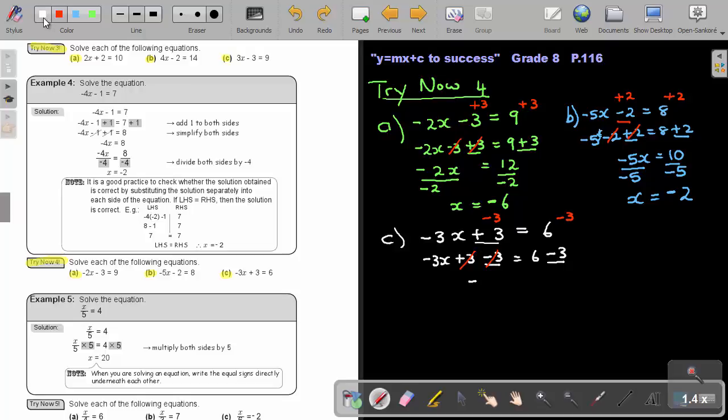This was my whole idea. So I will have negative 3x, and 6 minus 3, that will be 3. I divide by negative 3, and I divide by negative 3. So whatever I divide on one side, I also divide on the other side. There's only one negative, so that's why it's an odd number, and it stays negative. 3 divided by 3 is 1. And we can test it. Negative 3 times negative 1 is positive 3, plus another 3 will be equal to 6.